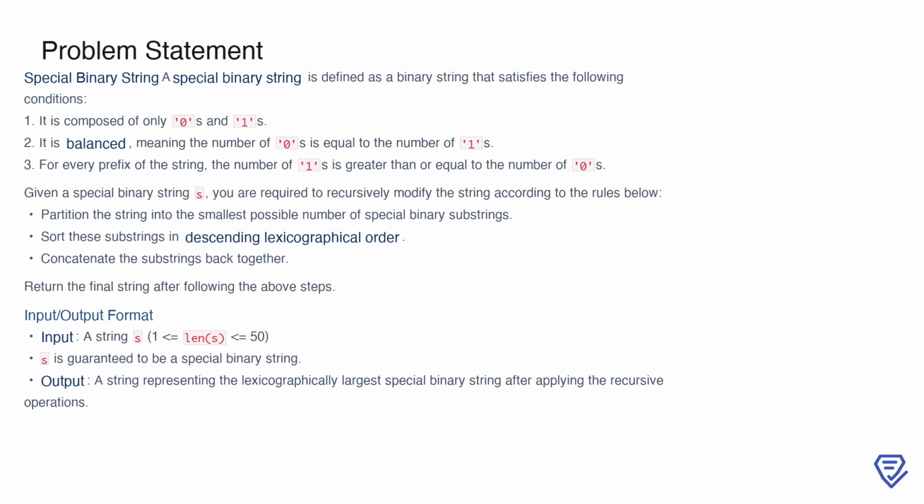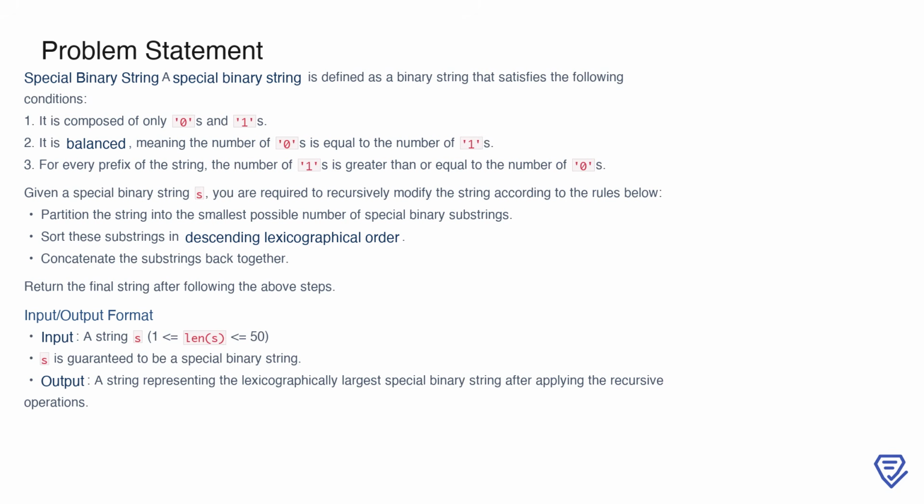A special binary string is a specific type of binary string that meets three key criteria. First, it consists entirely of the binary digits 0 and 1. Second, it is balanced, meaning the number of zeros is equal to the number of ones. Third, for every prefix of the string, the count of ones is always greater than or equal to the count of zeros.